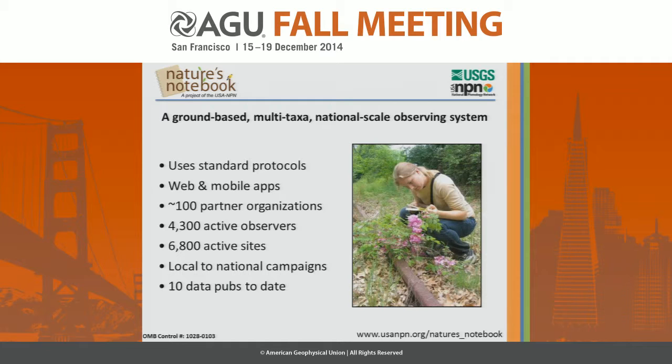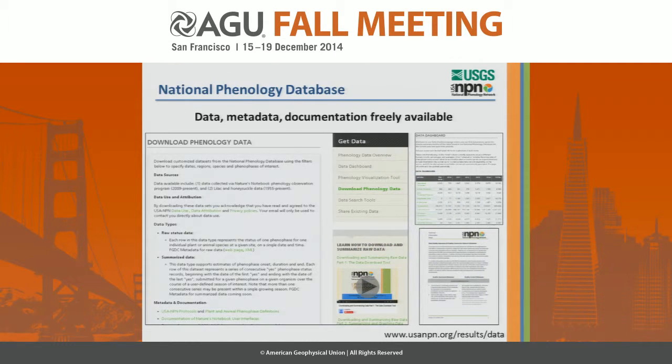There's a total of around 4,300 active observers across the nation at 6,800 sites. We run local to national campaigns asking people to help collect data, and there have been about 10 data publications that have come off this data set since we initiated Nature's Notebook in 2009.